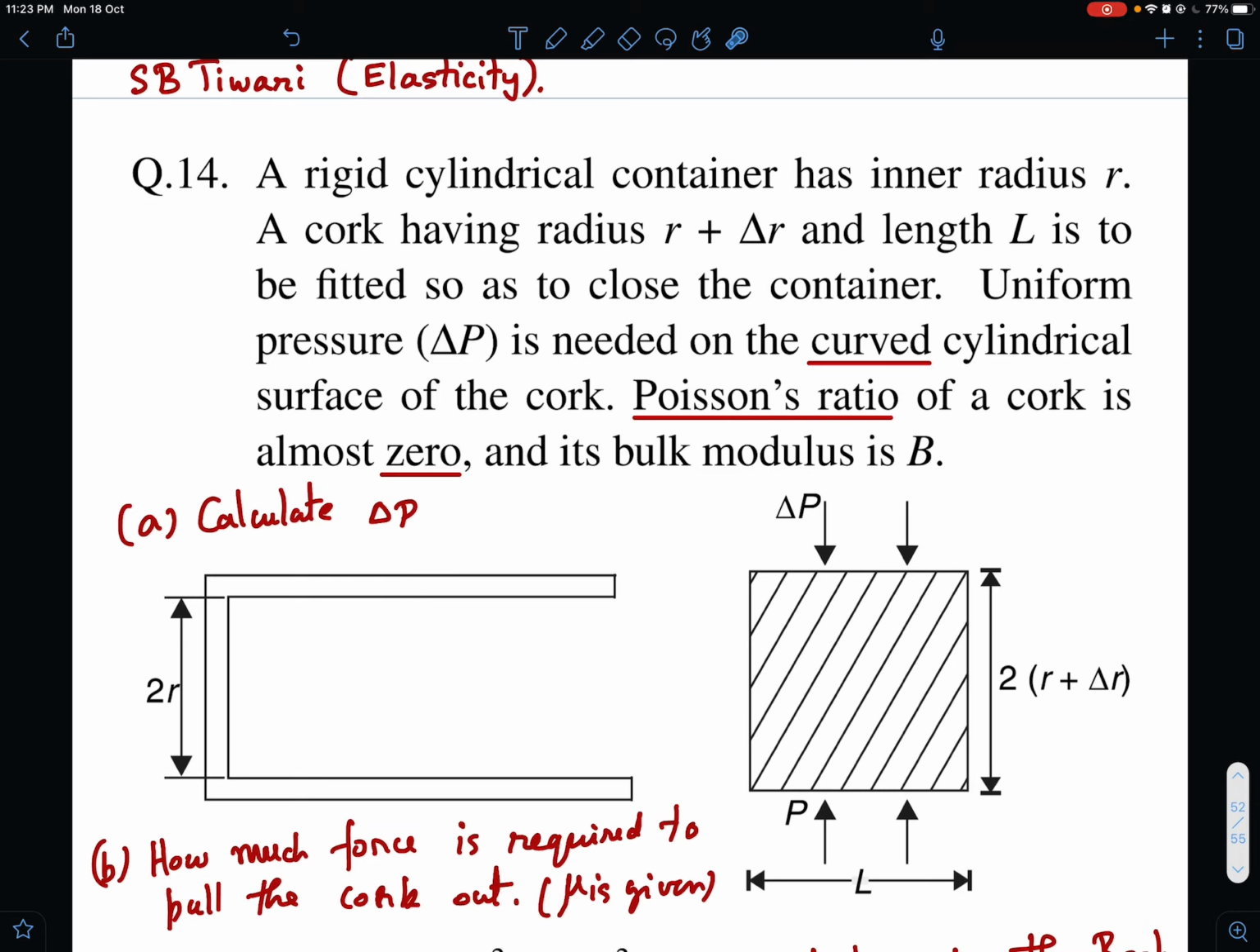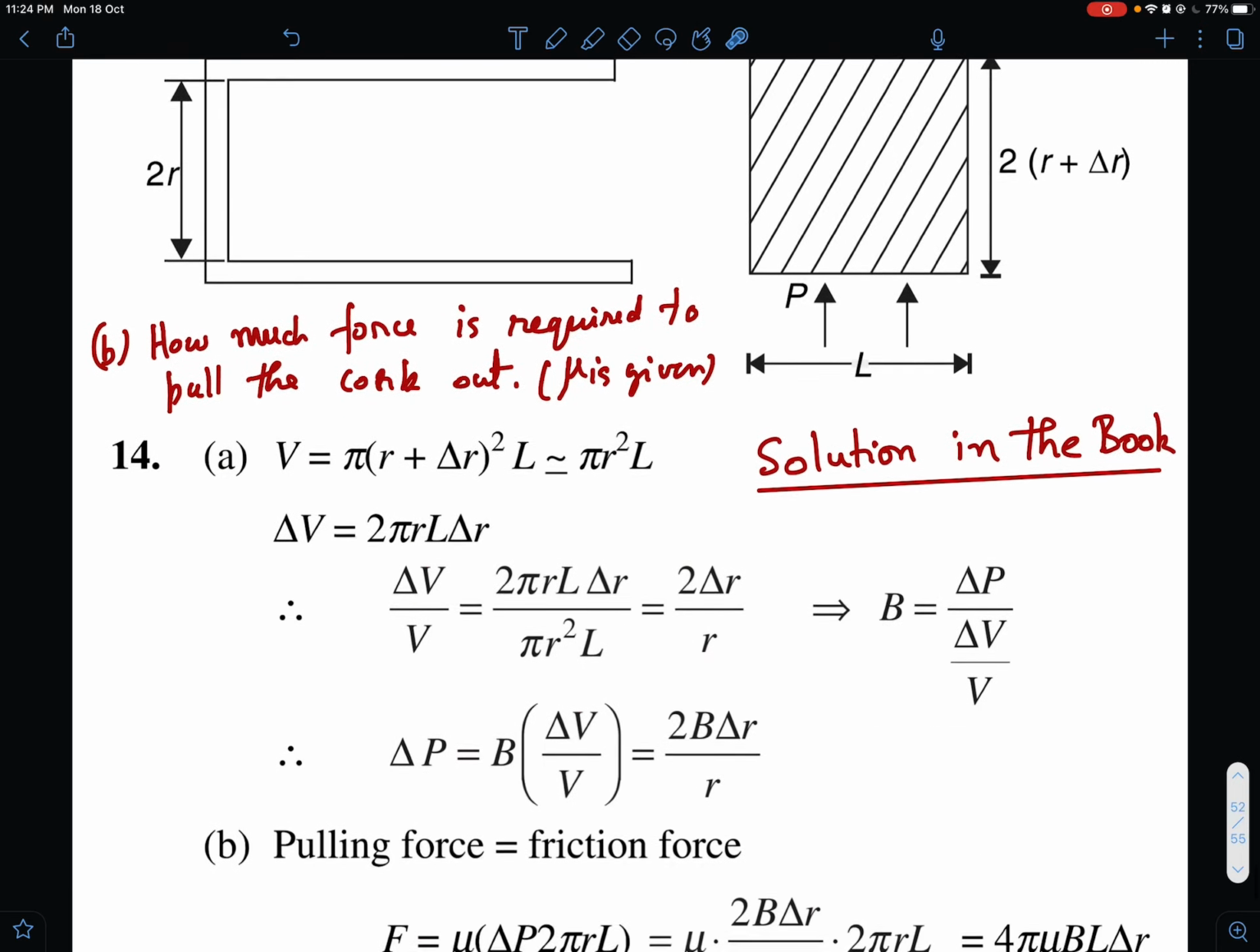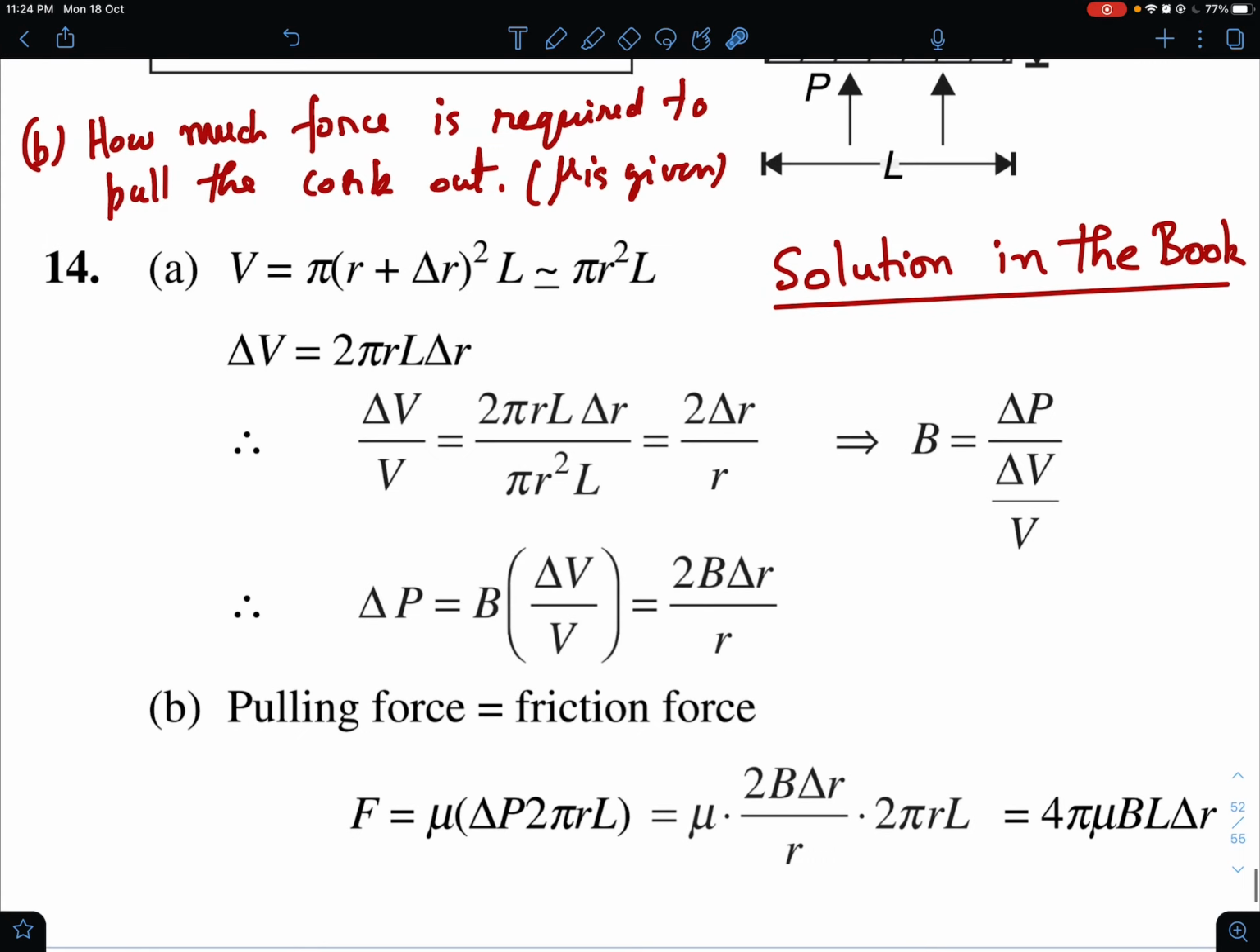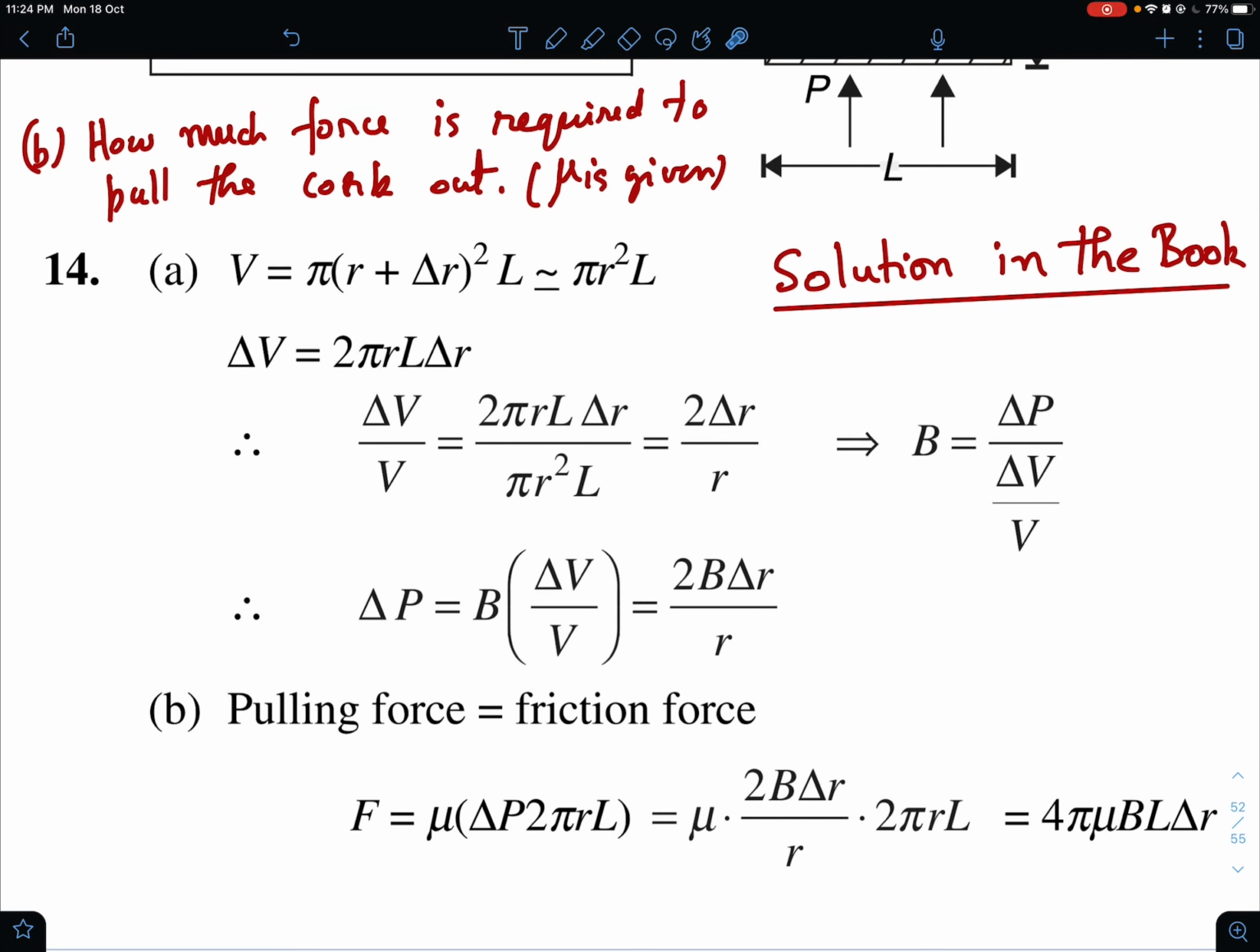I have stated both parts of the question, and now I'm going to take you through the solution that's given by the book. So how does the book solve it? What's the volume of the cork initially? So the initial volume of the cork is pi times r plus delta r squared into L, and since delta r is very small, we can say that the initial volume is almost pi r squared L. So fair enough, there's nothing wrong with the initial volume.